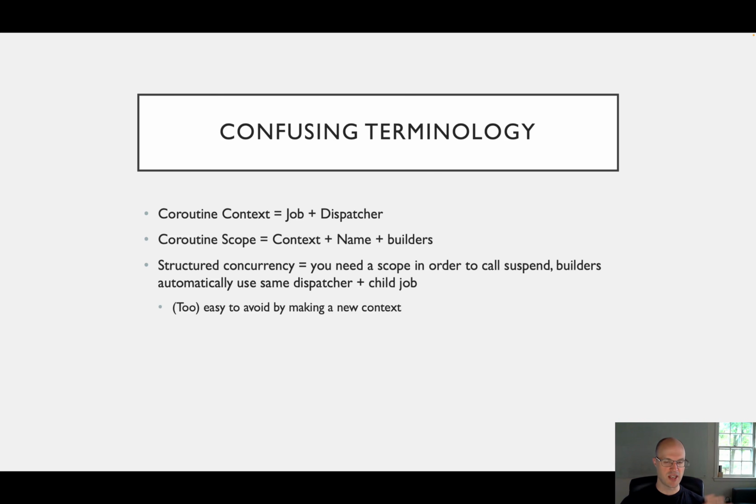It has no relation to any parent job. It has its own dispatcher unrelated to whatever other dispatcher I have. It's really easy to make a brand new job, and it's really easy to basically opt out of structured concurrency, almost accidentally, if you don't really understand what you're doing. This is a huge mistake that I saw when the developers that I work with first adopted coroutines.